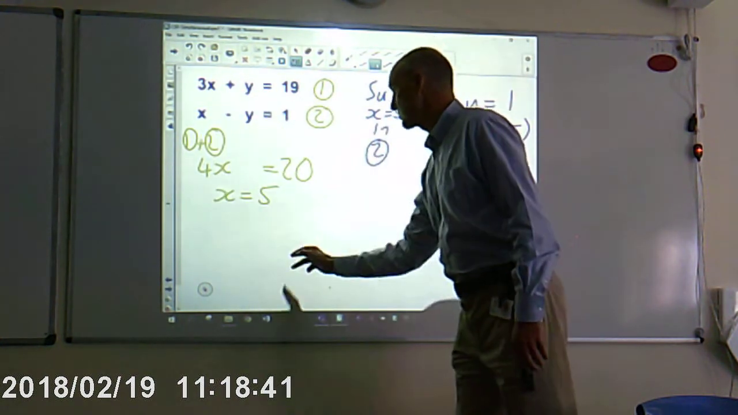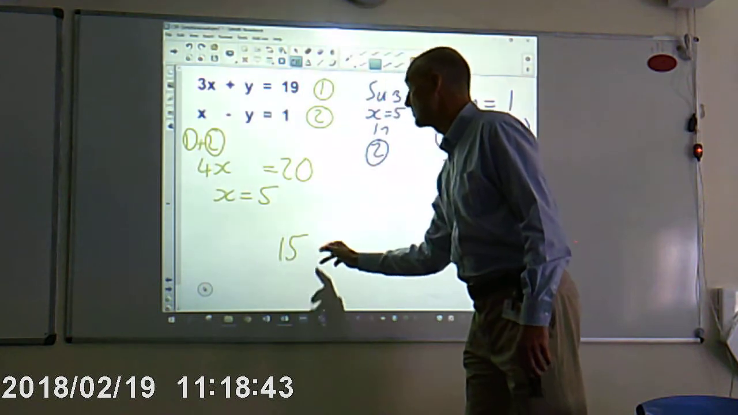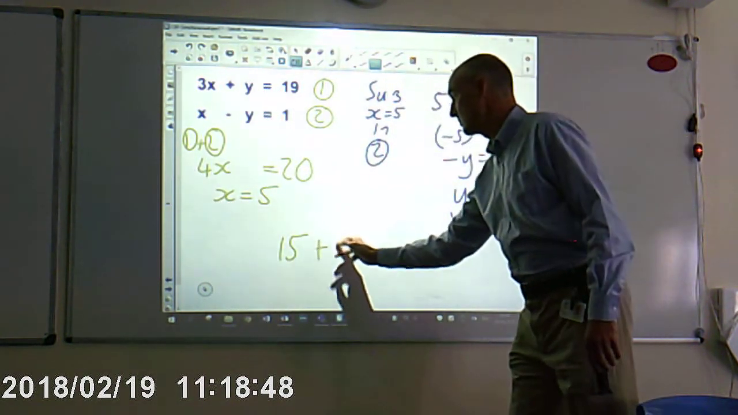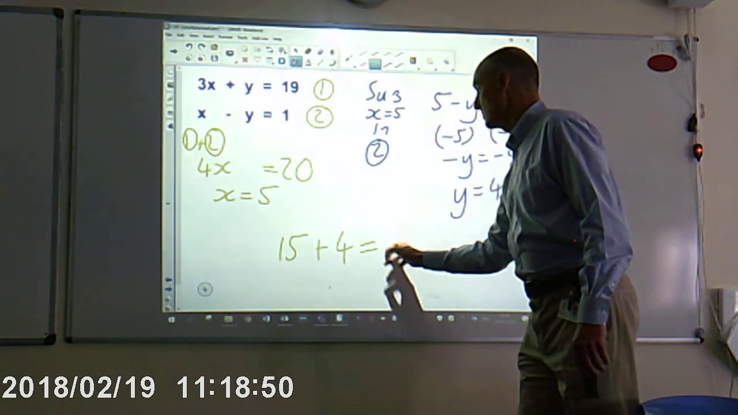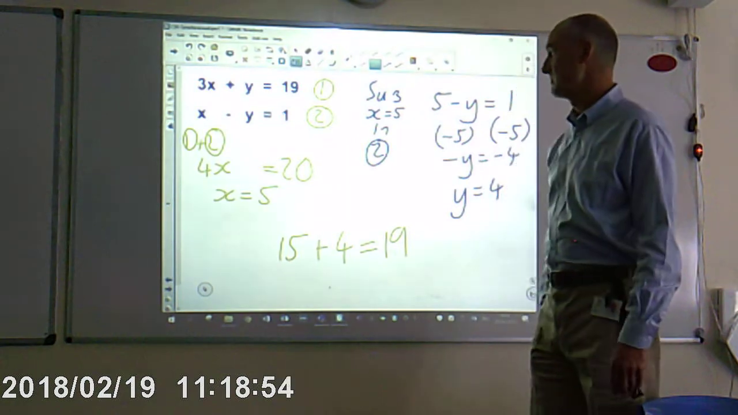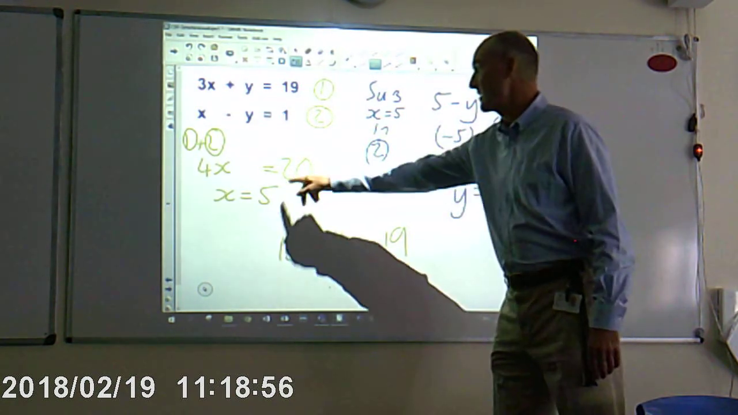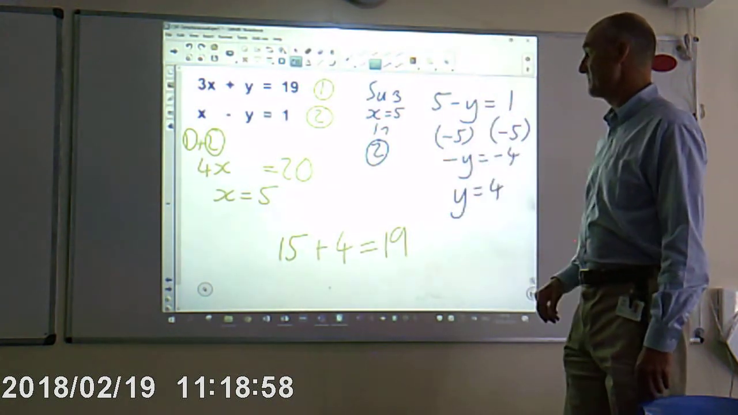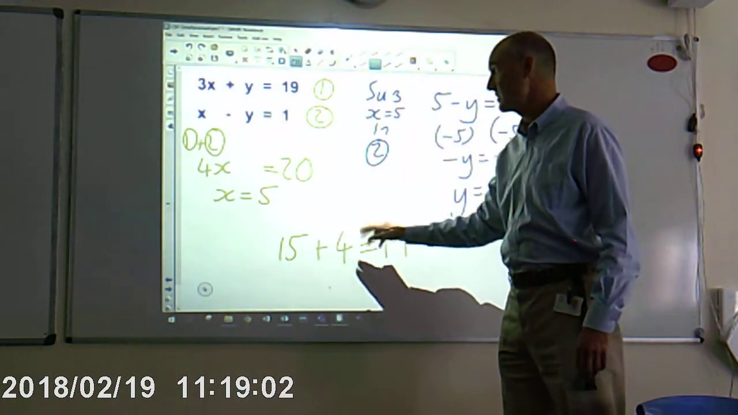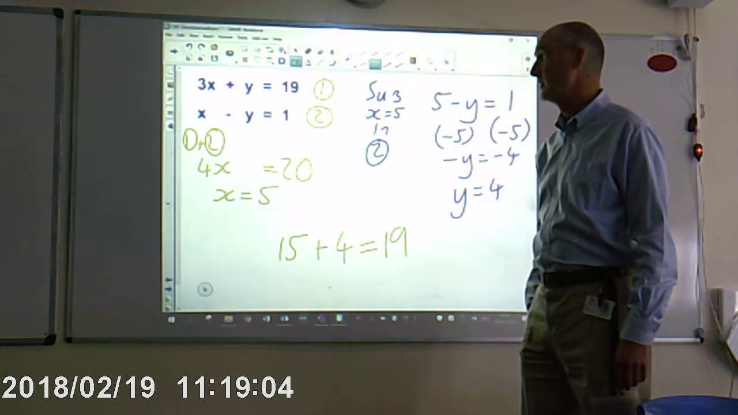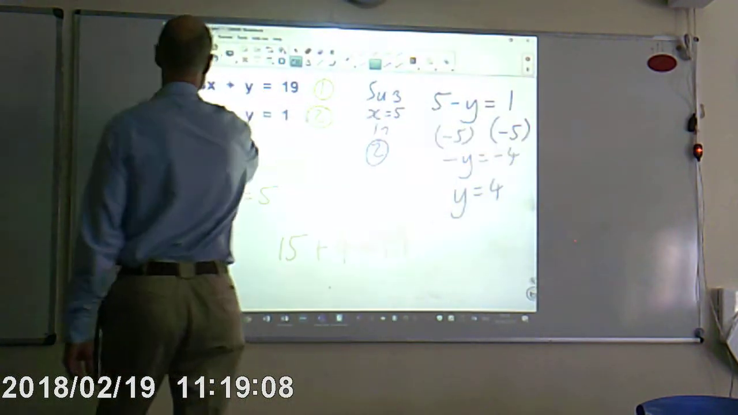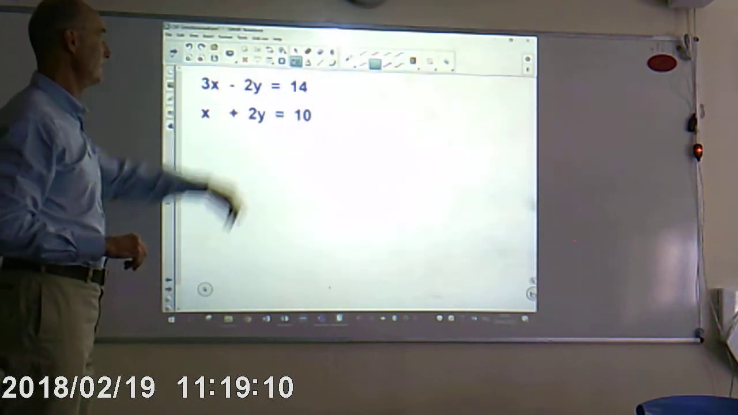3 lots of x is 15, plus the value of y, which is 4, equals 19, which is what equation 1 says. So we found the value of x, we've used that to find the value of y, we've checked it back into one of the equations, and those two values actually work in the equations. That's what it's all about, ladies and gents. So, another example. Fairly straightforward again.